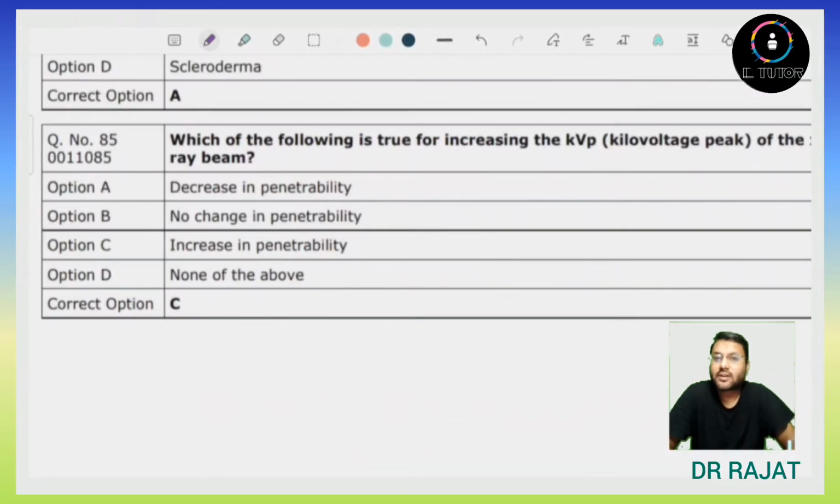So the next question is, which of the following is true for increasing the kilovoltage peak of an X-ray beam? So the higher the kilovoltage peak, the more will be the penetrability of the X-ray. So the answer here will be increase in the penetrability.